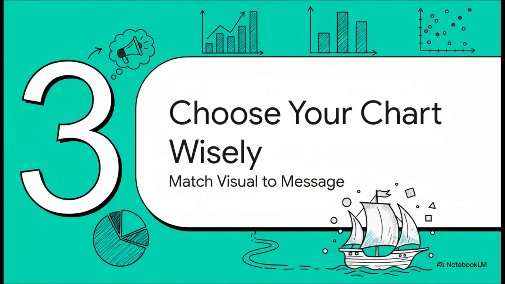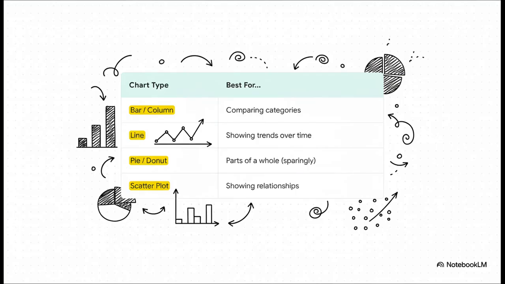So once you have your story locked in, now we can think about the fun part, picking the right kind of chart. And this is crucial because the type of chart you choose can either perfectly support your story or completely undermine it. Think of this as your quick cheat sheet. If you're comparing different groups, say sales by product, a bar chart is almost always your best bet. If you want to show how something changed over time, like website traffic per month, you want a line chart.